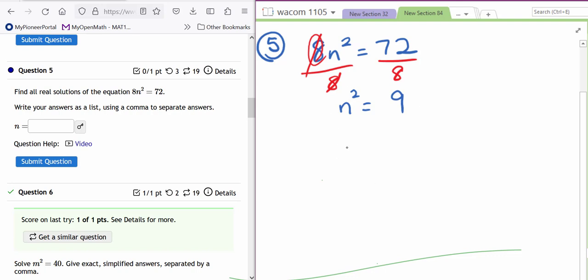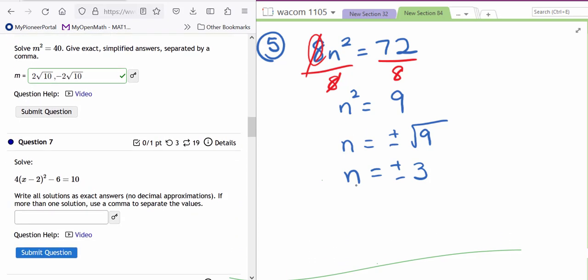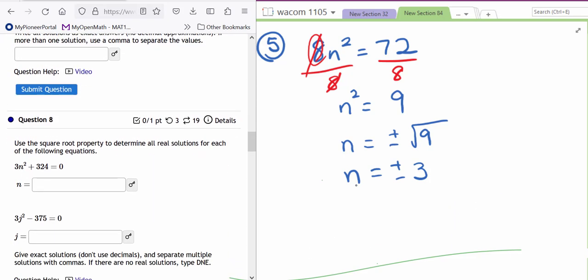Take your square root of both sides. On this side it will give you n. Over here you get plus and minus square root of 9, which is a perfect square. So this one gives us plus or minus 3. So negative 3 and plus 3. All right. Let's see what else was in that list. All right, so there's a couple of those.